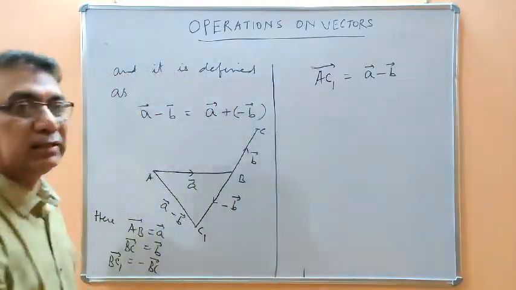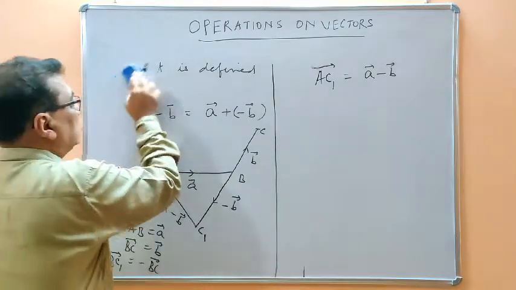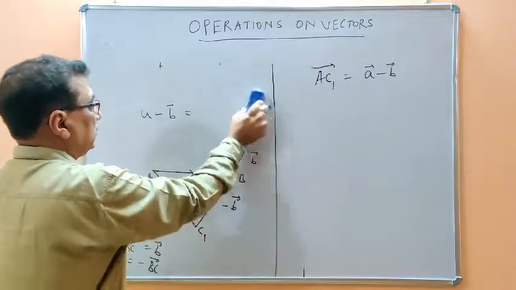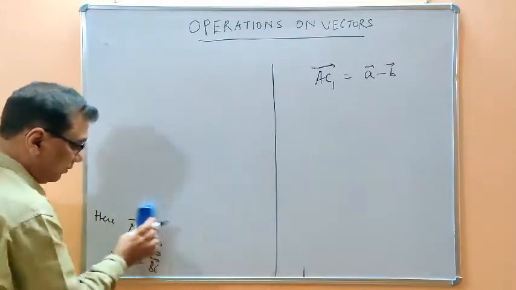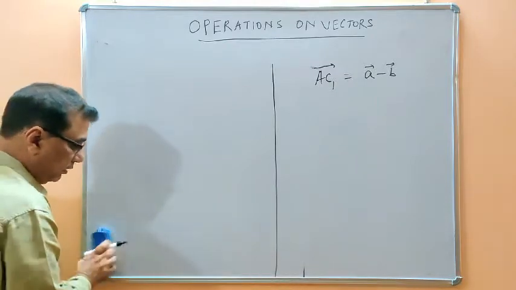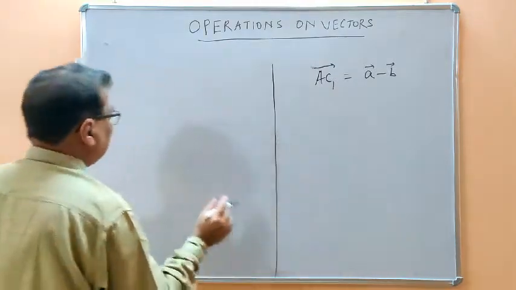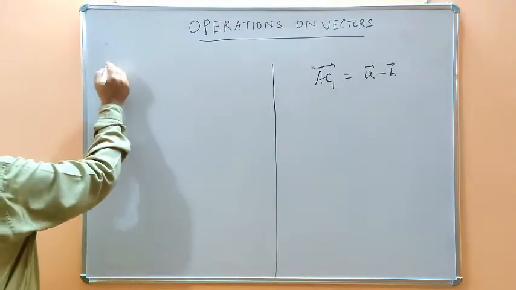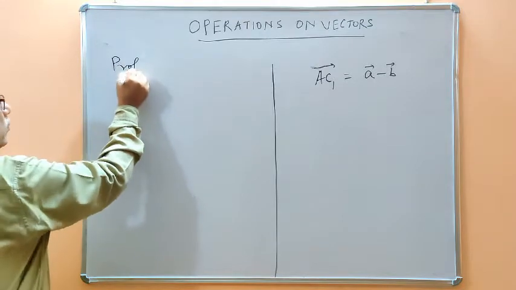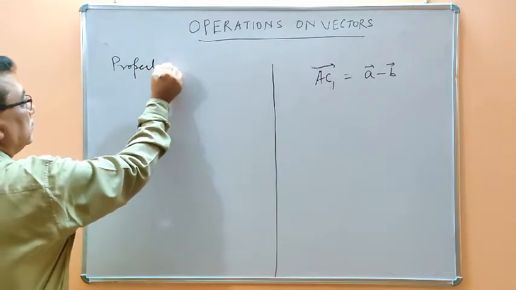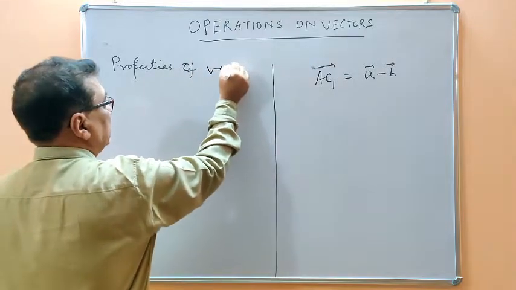Next is properties of addition of vectors. That is also very important, and when we go for some complex questions, these basic things are always needed there. Okay. So what are the properties? Properties of vector addition.